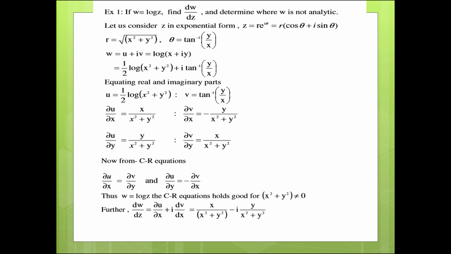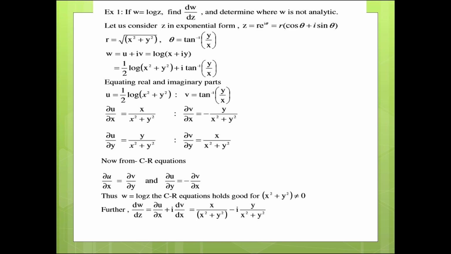Now see the example. If w equal to f of z, find dw by dz and determine where w is analytic. Let us consider z in exponential form, then w equal to log z, that is w equal to u plus i v equal to log of x plus iy equal to 1 by 2 into log of x square plus y square plus i into tan inverse of y by x. Equating real and imaginary parts, u equal to 1 by 2 into log of x square plus y square, v equal to tan inverse of y by x.